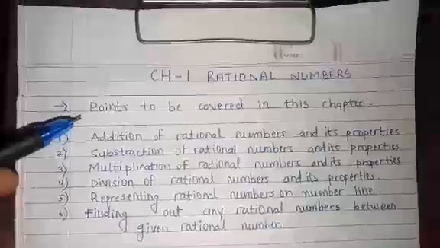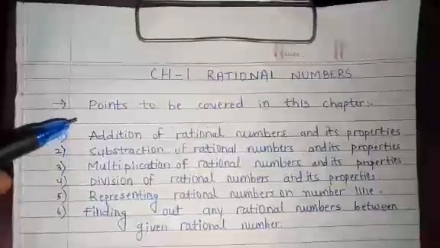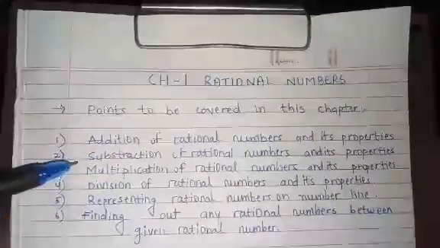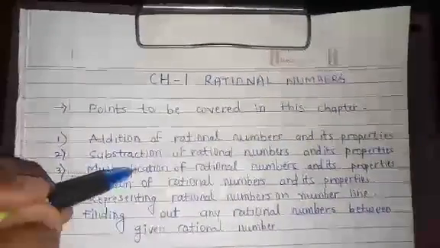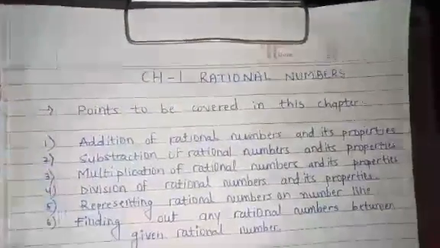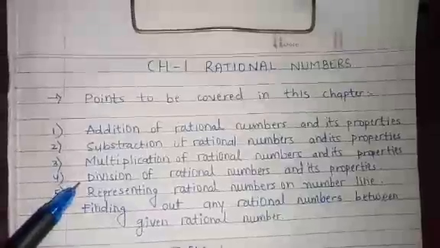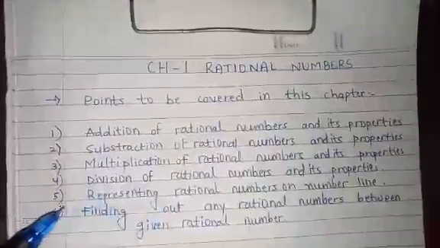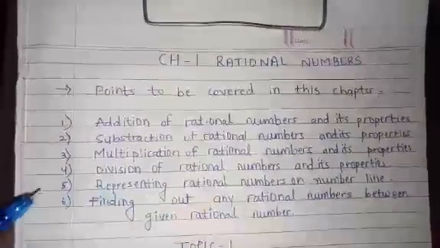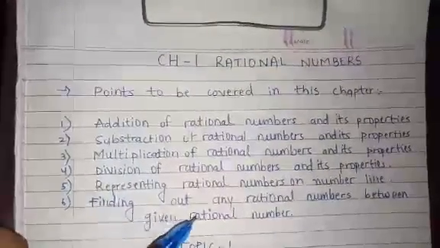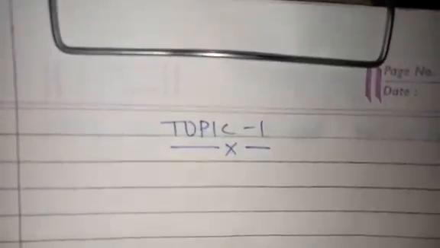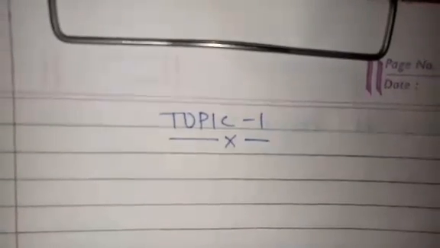We are going to cover the following points in this chapter. First point is addition of rational numbers and its property, second point is subtraction of rational numbers and its property, third point is multiplication of rational numbers and its property, fourth point is division of rational numbers and its property, fifth point is representing rational numbers on number line. Sixth point is finding any rational number between given rational numbers. So let us start with topic number 1.